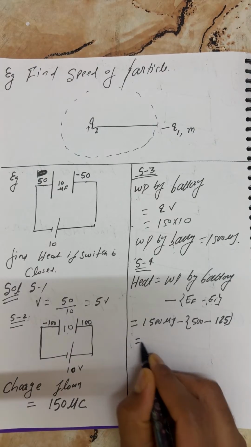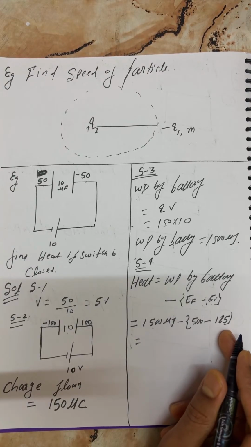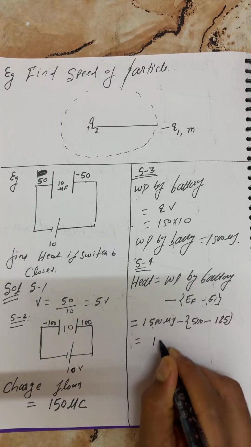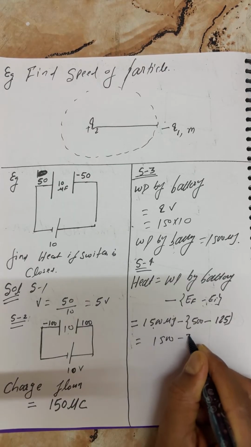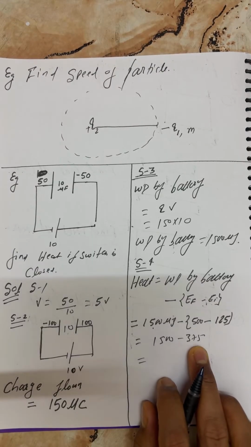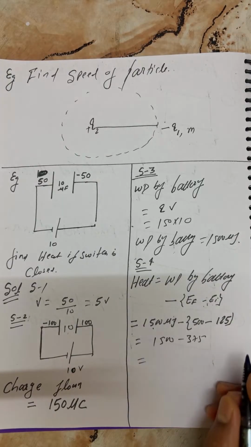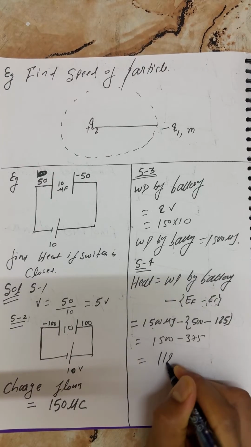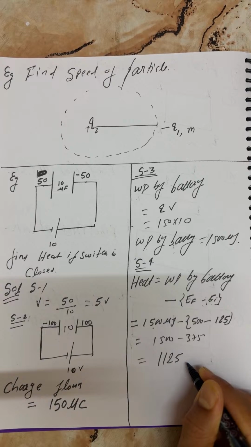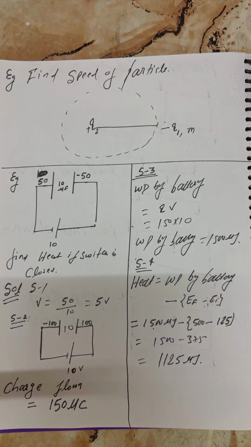So we can say 1500 minus 375. 1500 minus 375, how much here? 1125. This is 1125 microjoule. Me and your answer together only. Very good.